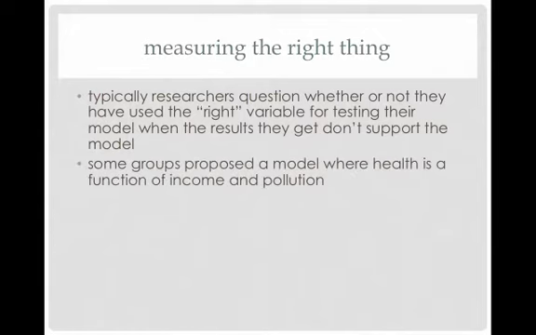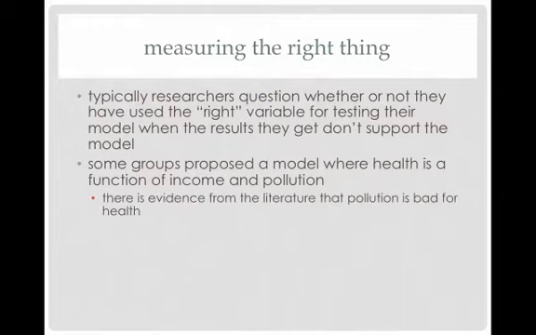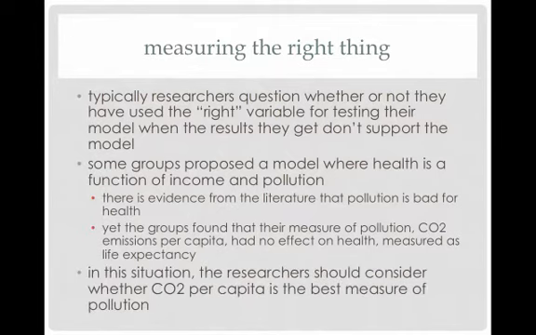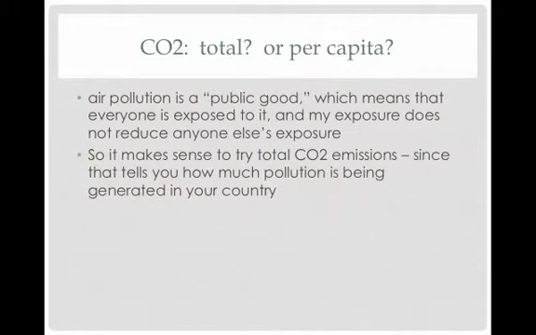Some groups in class proposed a model where health is a function of income and pollution. And they had evidence from the literature that pollution is bad for health, as you would think. Yet the groups found that their measure of pollution, CO2 emissions per capita, had no effect on health, measured as life expectancy. In this situation, the researchers should consider whether CO2 per capita is the best measure of pollution. So that's sort of your first place to go to. I wonder if I measured what I thought I was measuring.